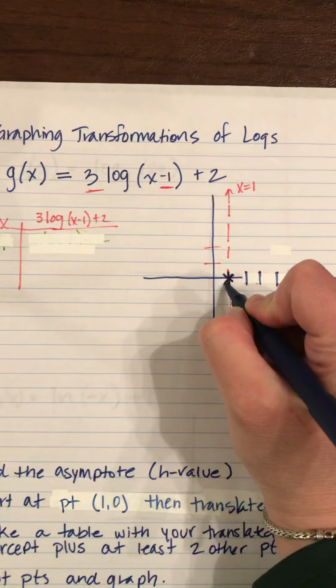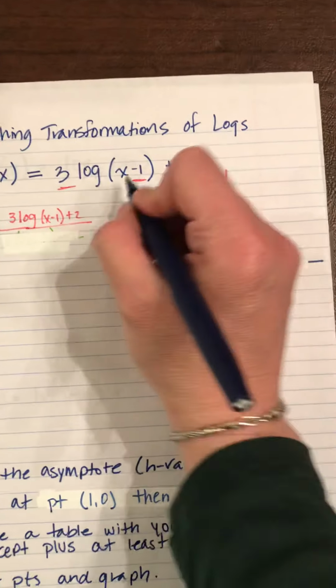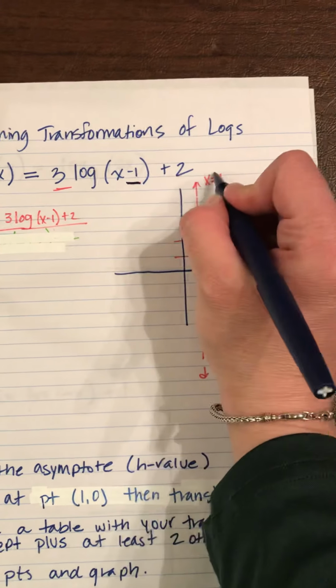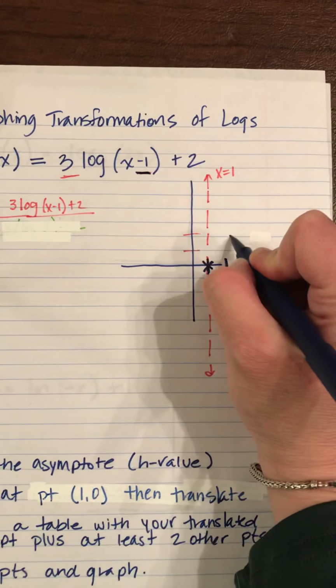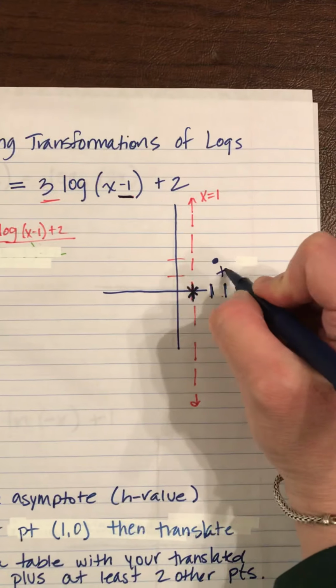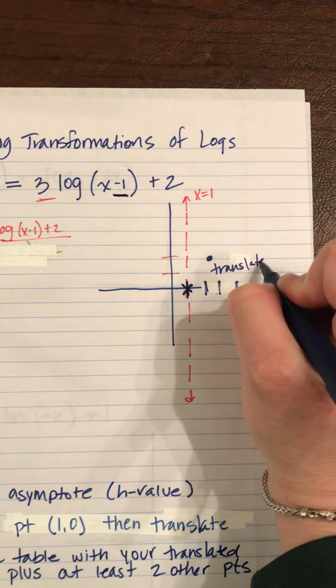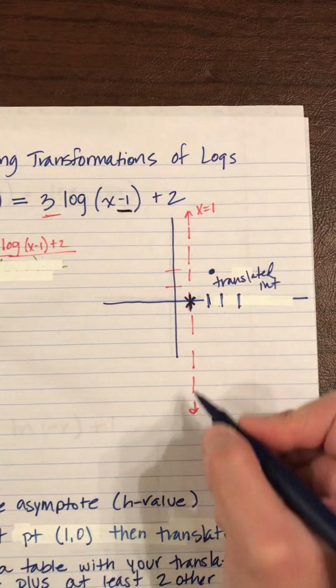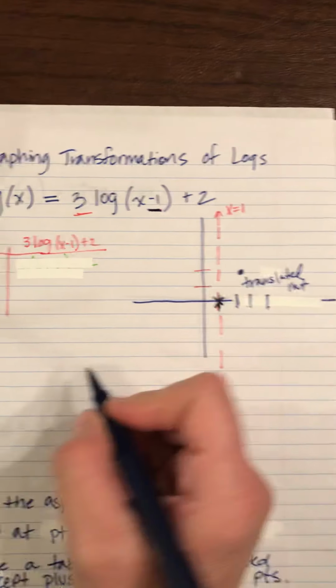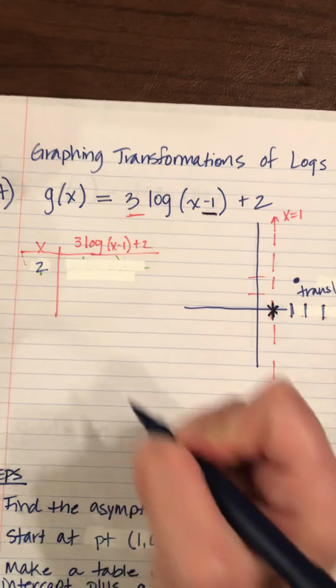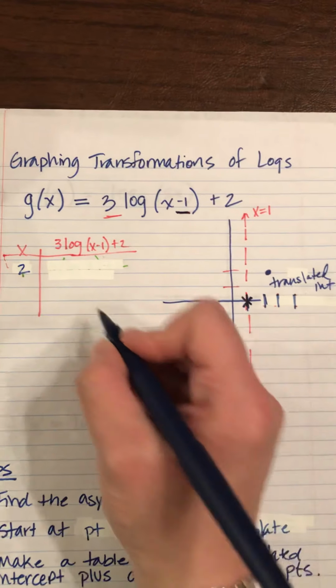All right, so we have our initial value. I'm going to go ahead and do our transformations. So this means I'm going to move to the right 1 and up 2. And so if I do that, this point here is called our translated intercept. And that point is the point 2, 2. So in my table, I'm going to show you how I got that point 2, 2 algebraically.